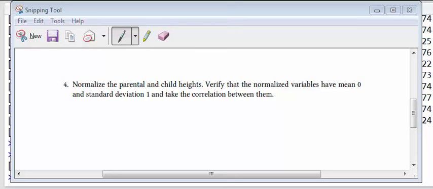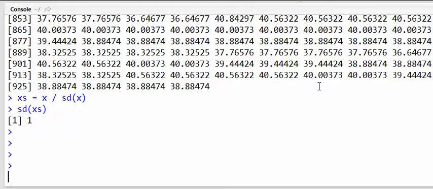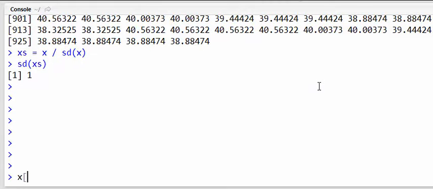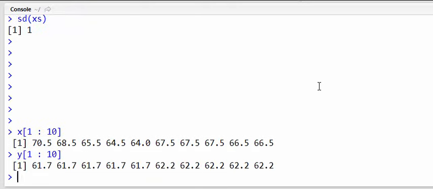This question says, normalize the parental and child heights, verify that the normalized variables have mean 0 and standard deviation 1, and take the correlation between them. So in this case, my x variable is the parental height and my y variable is the child height.